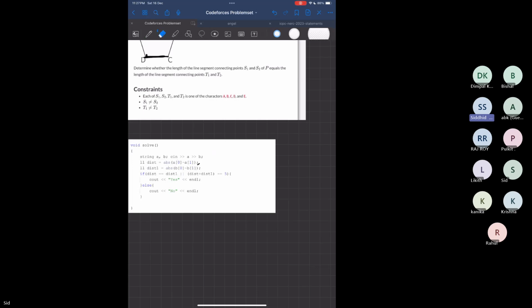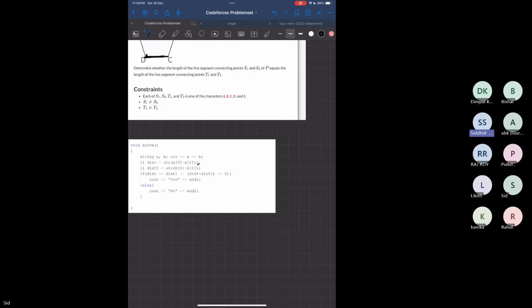And then we check their distances using the absolute value of A0 minus A1, and B0 minus B1. What this ABS function does is, it is basically a modulus function, so if the value is negative, it returns only the positive integer. And we will check if dist is equal to dist1, or dist plus dist1 is equal to 5.